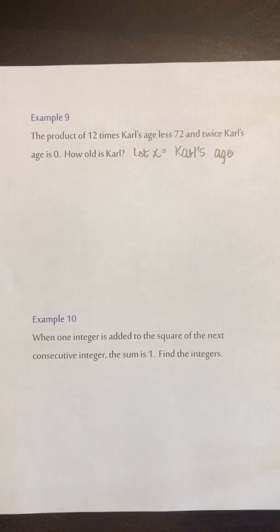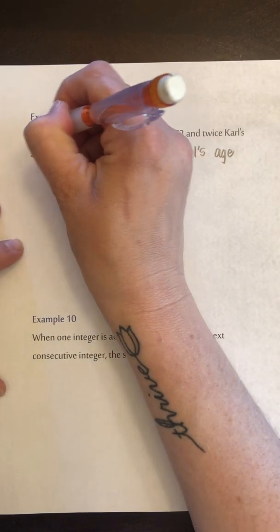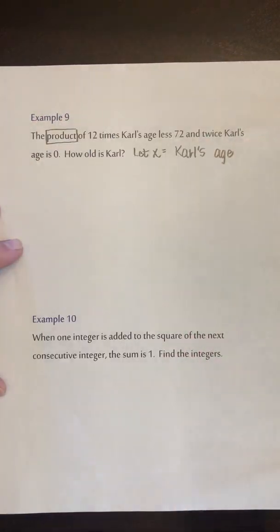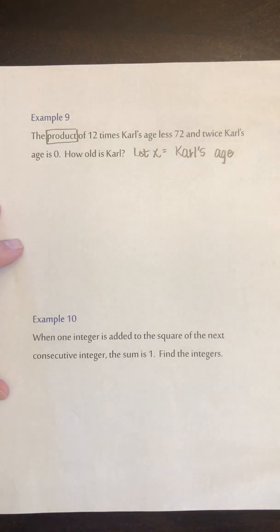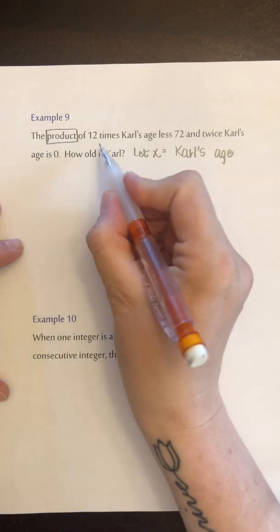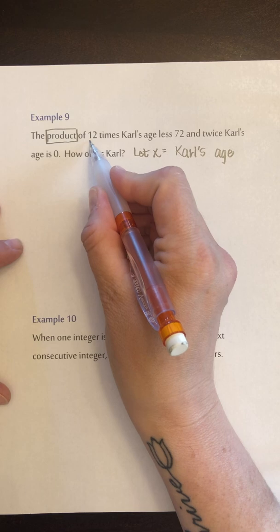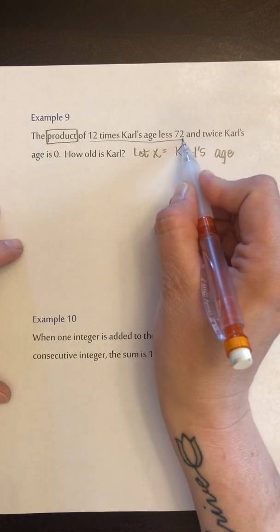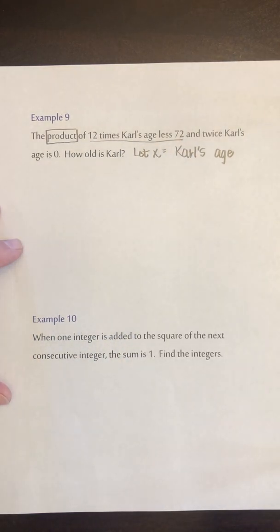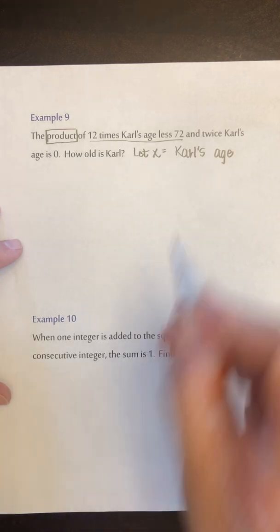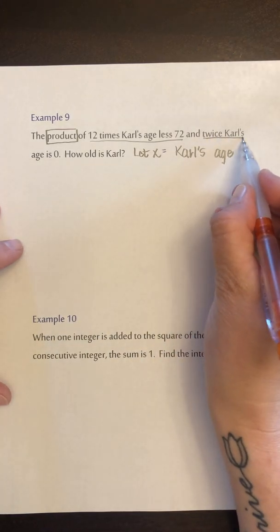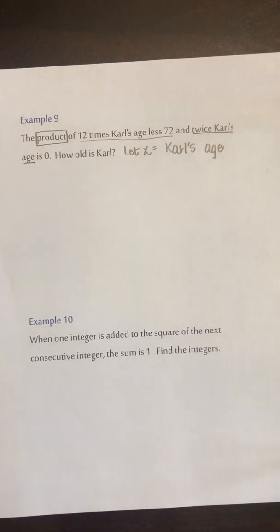Again, I see that keyword of product. So that tells me that, again, we're going to have some multiplication going on. So let's figure out what are the 2 things that we're multiplying together. Well, the word and separates them. So this is one thing we're going to multiply, 12 times Carl's age less 72. And the other thing we're going to multiply by is twice Carl's age. So those are the 2 things we are multiplying.